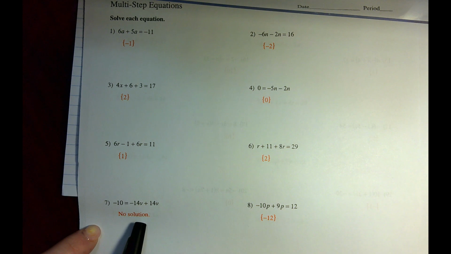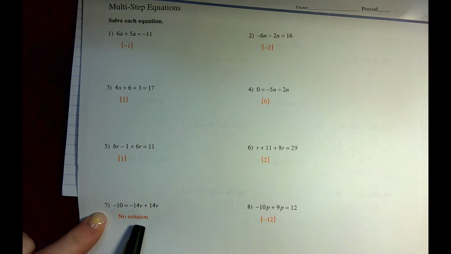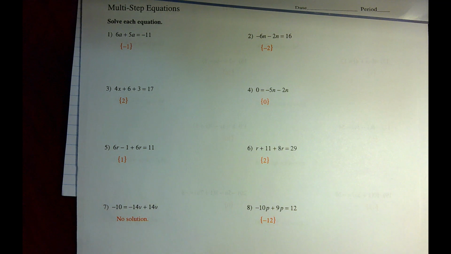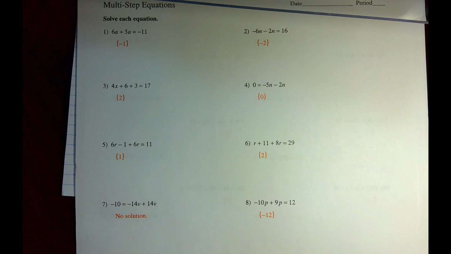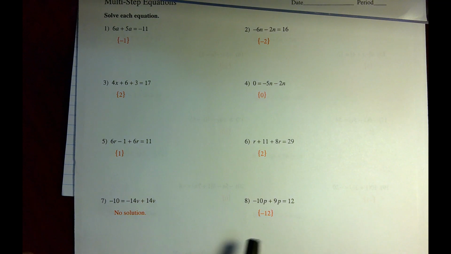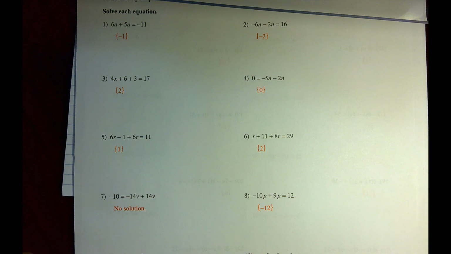Number 7, no solution. Now this one I will work out for you just to show you a little more what gave us no solution. And then number 8, we got p equals negative 12. Out of the first 8, are there any that you guys would like me to go through slowly with you? Number 8. Okay, let's look at number 8 then.